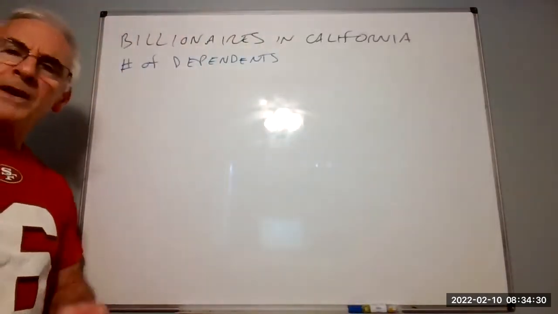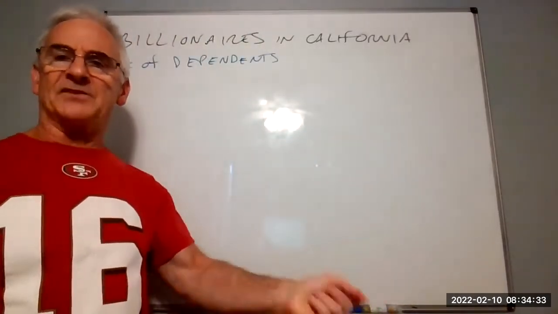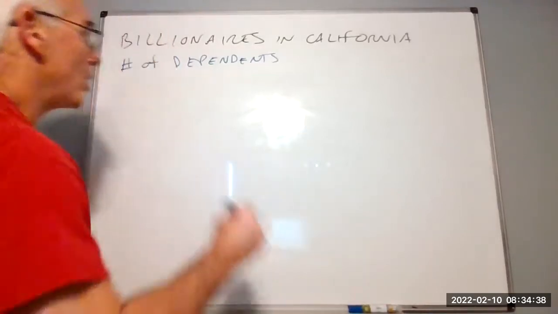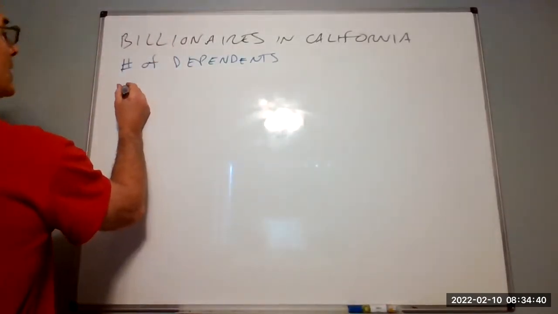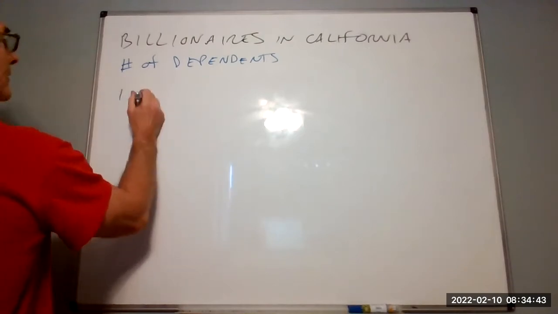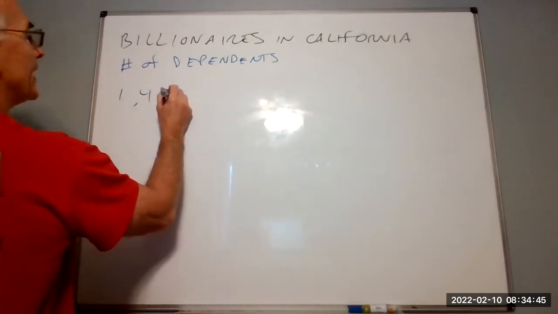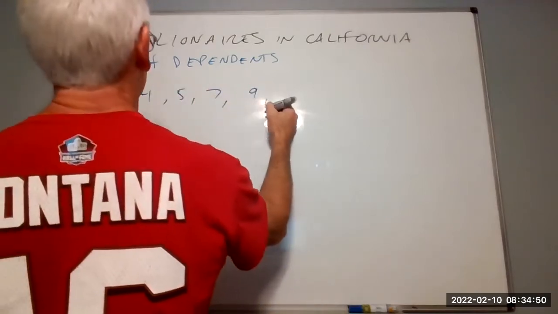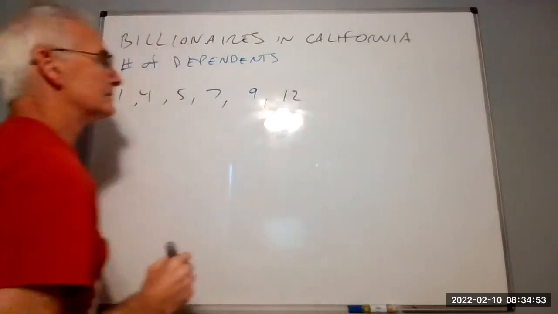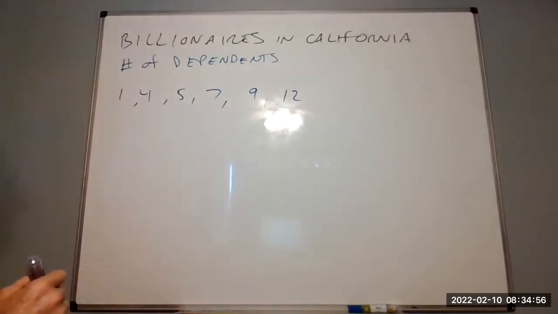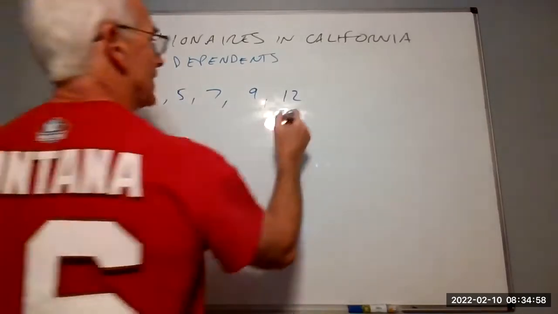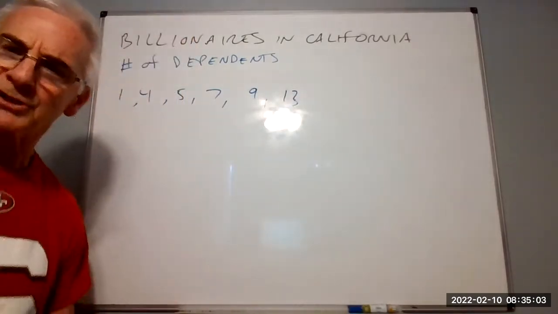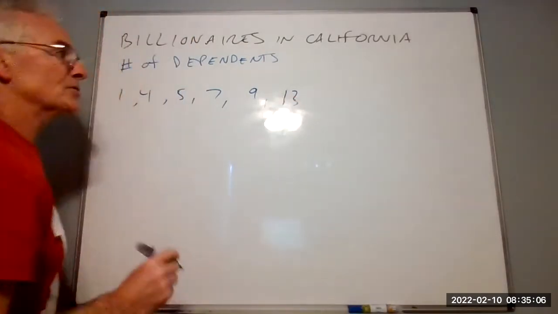So we got all the billionaires in California and we asked them how many dependents they have so we could do some statistical analysis. When we asked them, here's what we got. One had 1, one had 4, one had 5, one had 7, one had 9, and one had 12. That person was very busy. In fact, let me make that one 13. They take care of a lot. They have a large entourage, as we'd say. At 13.